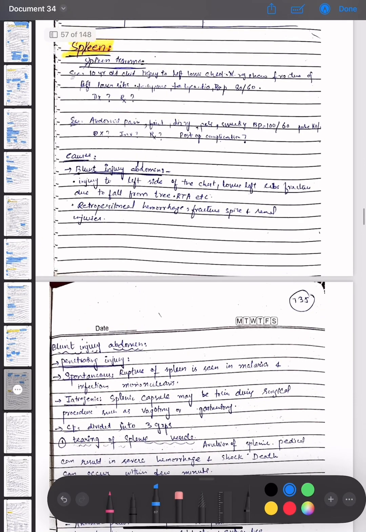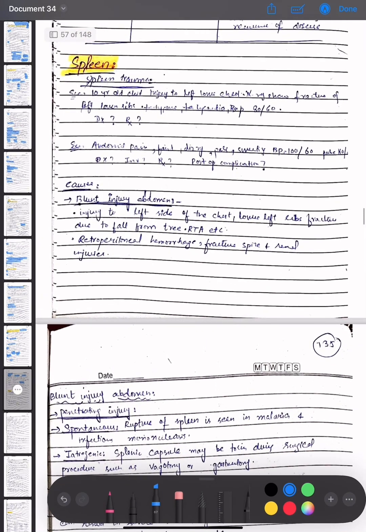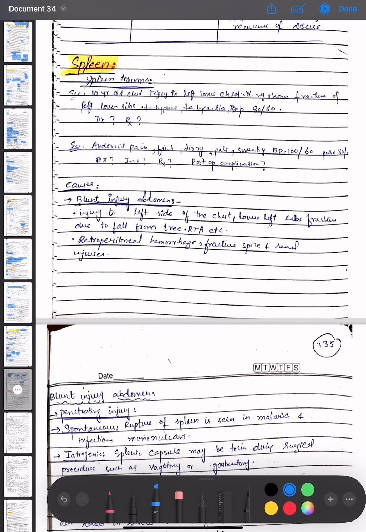Now, coming towards the spleen, what is spleen and what is spleen trauma? The scenario is that there is a 10-year-old child, injury to the left lower chest, X-ray shows fracture of the left lower ribs, and having tachypnea, tachycardia, and BP is 80/60. So, what is the diagnosis and the treatment?